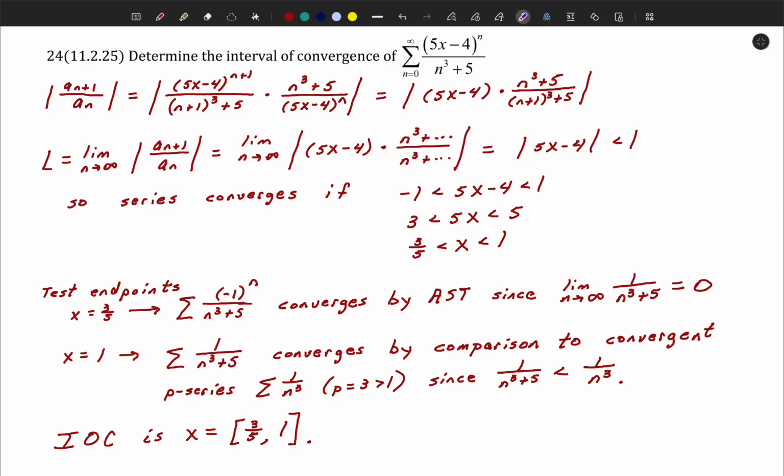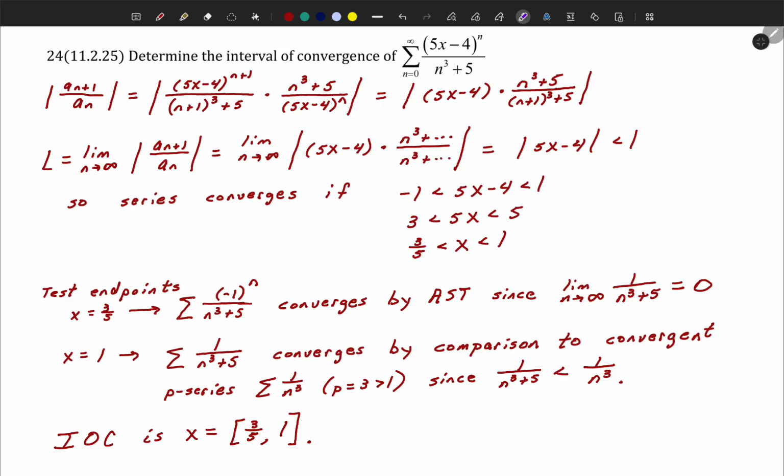Now, the ratio test tells us that our series converges if the absolute value of a_(n+1) over a_n is less than 1. So how is the absolute value of 5x - 4 less than 1? Well, it's less than 1 if 5x - 4 is less than 1 and greater than -1. So I had to set up a 3-part inequality. I'll add 4 to each portion, and I'll get 5x is between 3 and 5. Then we divide by 5, and x is going to be strictly greater than 3/5 and strictly less than 1.